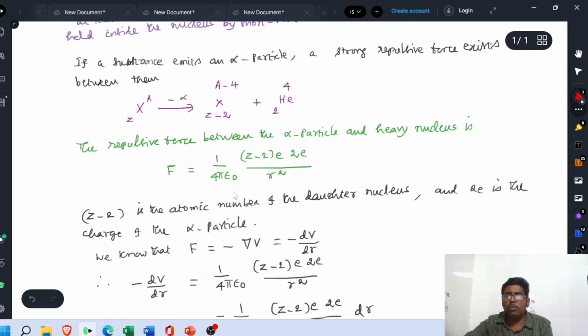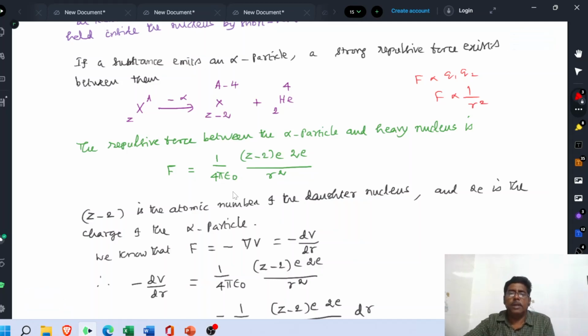You know the Coulombic repulsive force, F is proportional to Q1 Q2, and F is inversely proportional to the square of the distance of separation. Here Q1 is the charge of the daughter nucleus, and this is the charge of the alpha particle. Distance of separation is R. So to remove the proportionality sign, we are using this constant 1 by 4 pi epsilon naught.